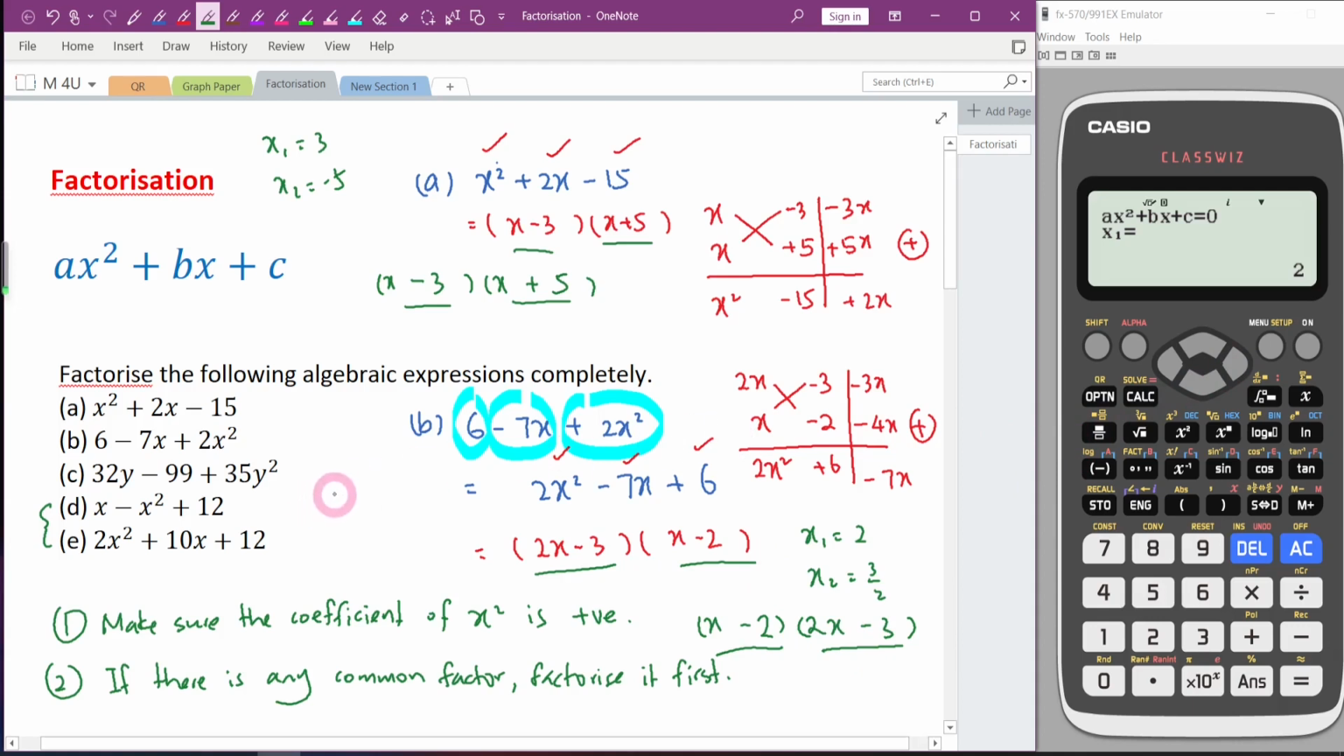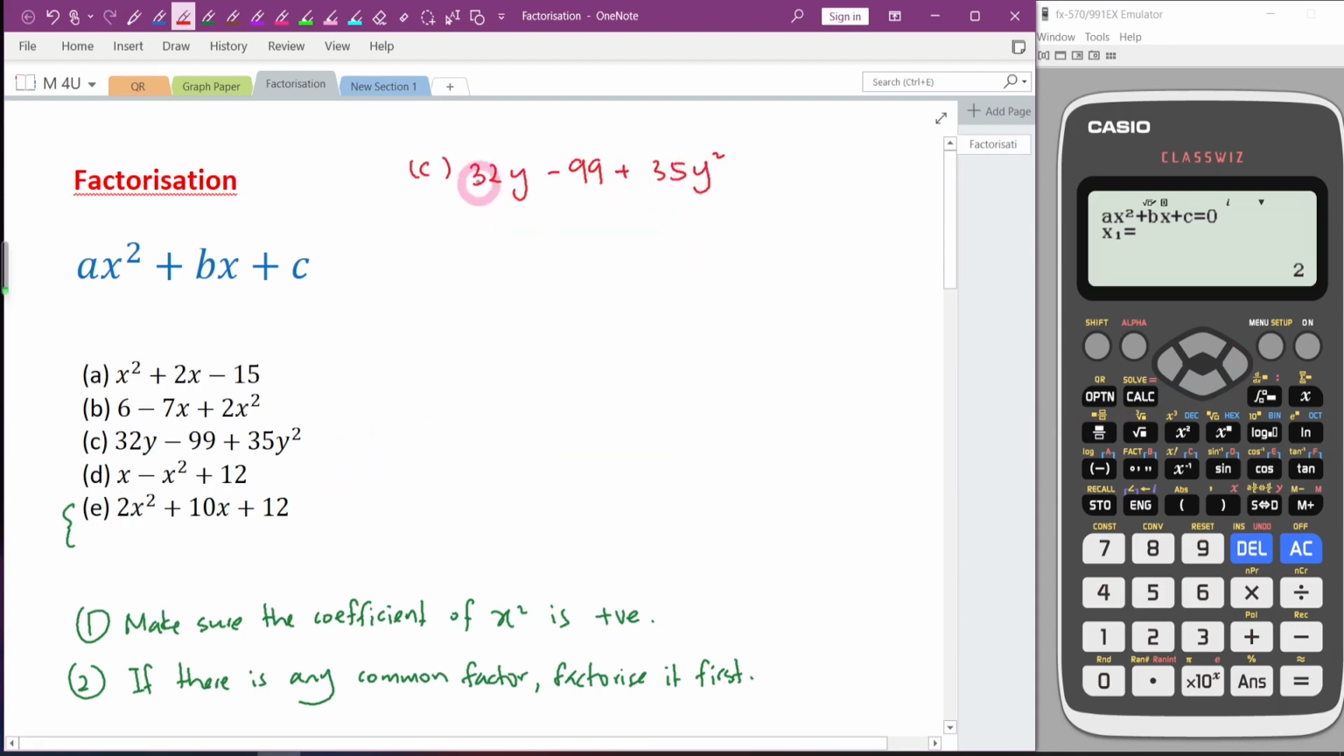Now, let's go to part C. This time the numbers here are quite big, so I'm going to use the calculator to help me to do the factorization. So I'm going to rearrange all these terms. 35y squared plus 32y minus 99. If we are using the calculator to help us to do the factorization, two things to be careful about. Make sure the coefficient of x squared is positive. Yes, it is positive. Sometimes the question will use x or y, it doesn't matter, same method.